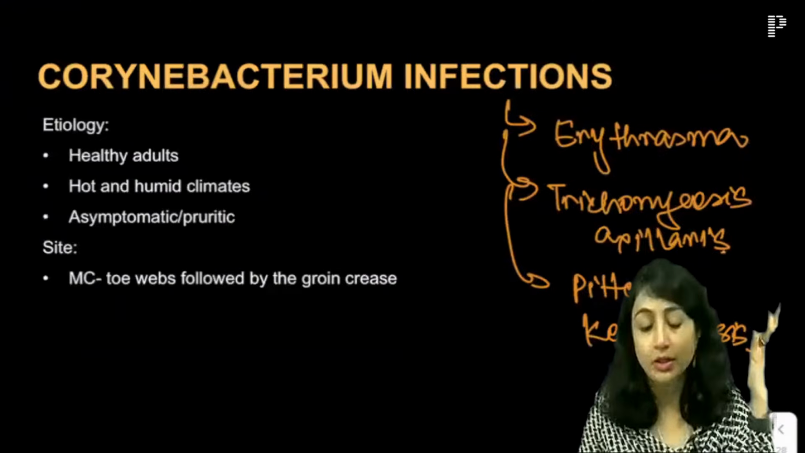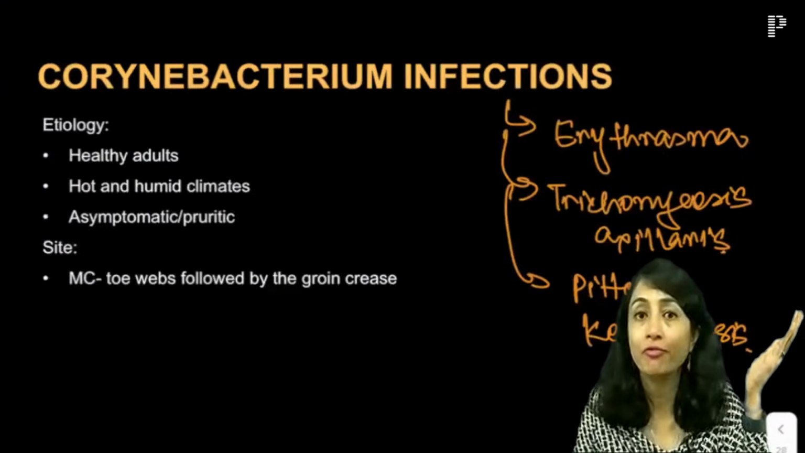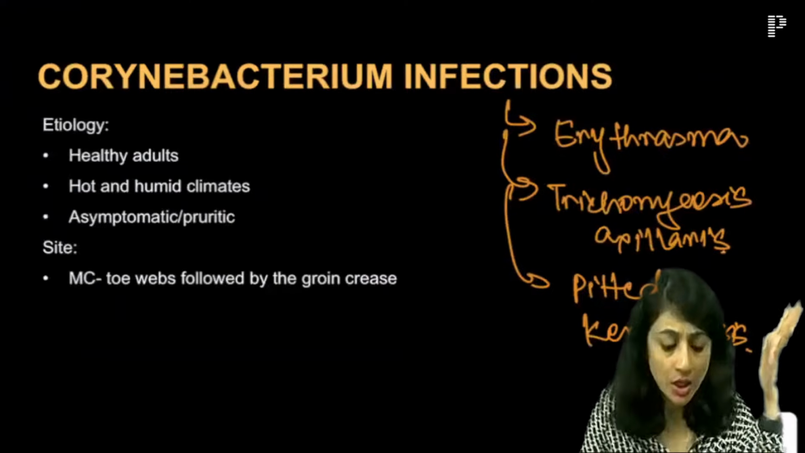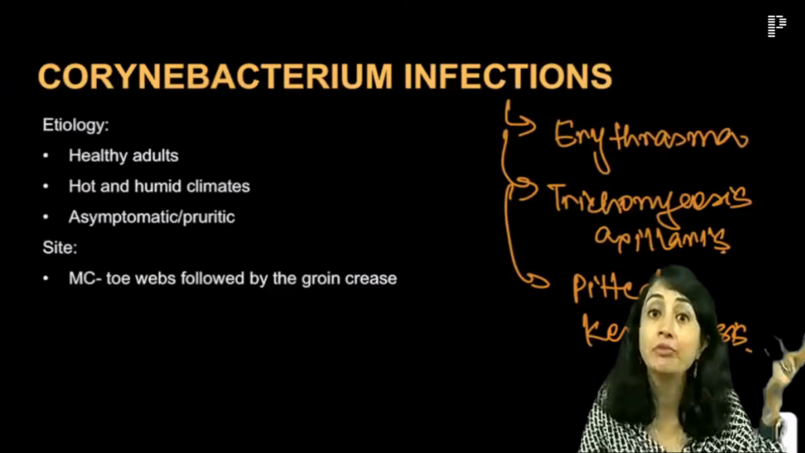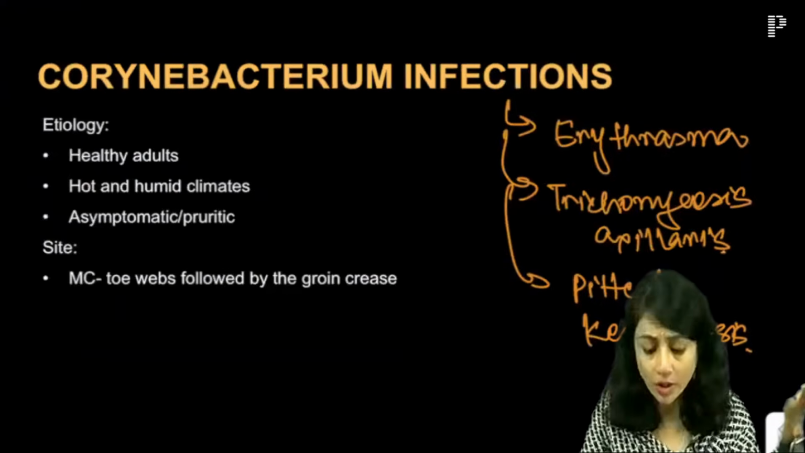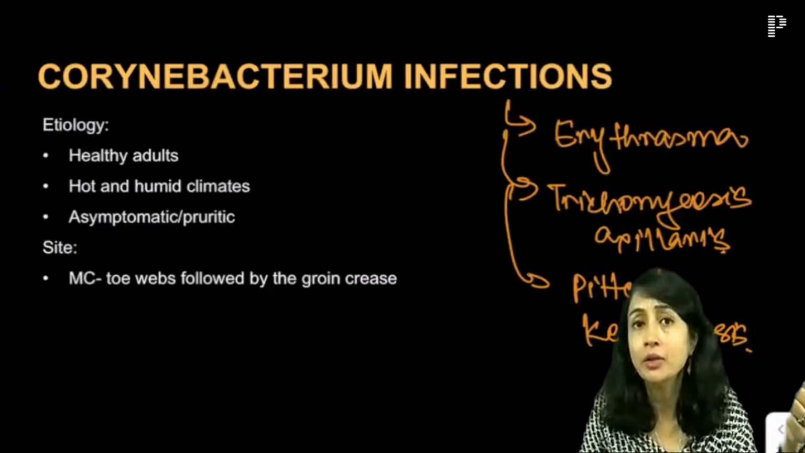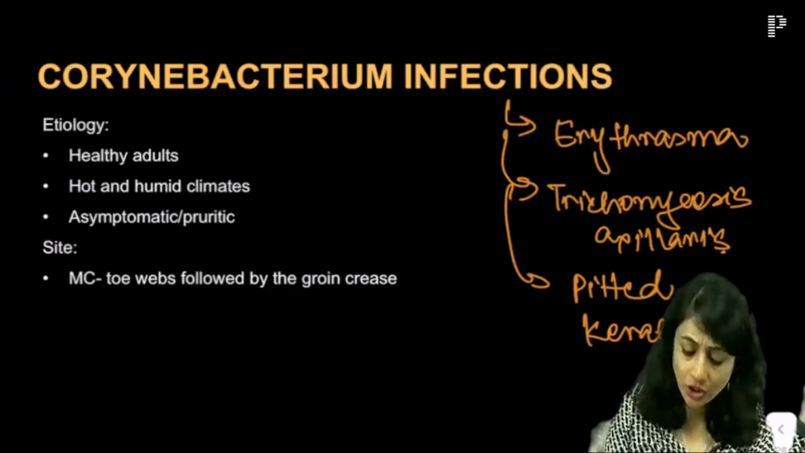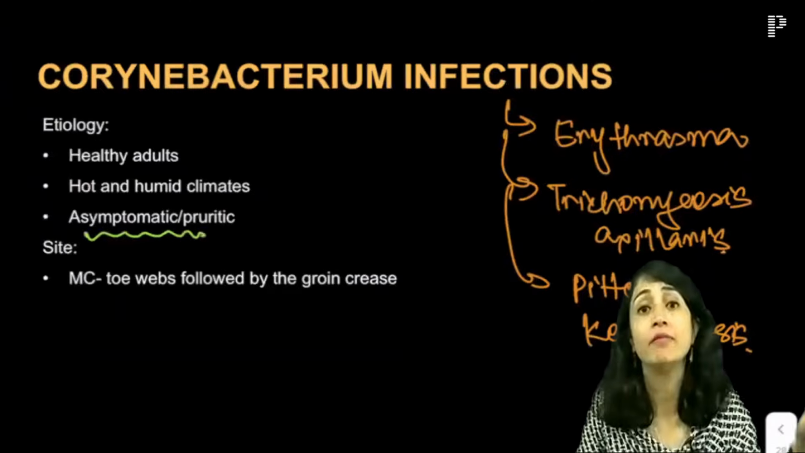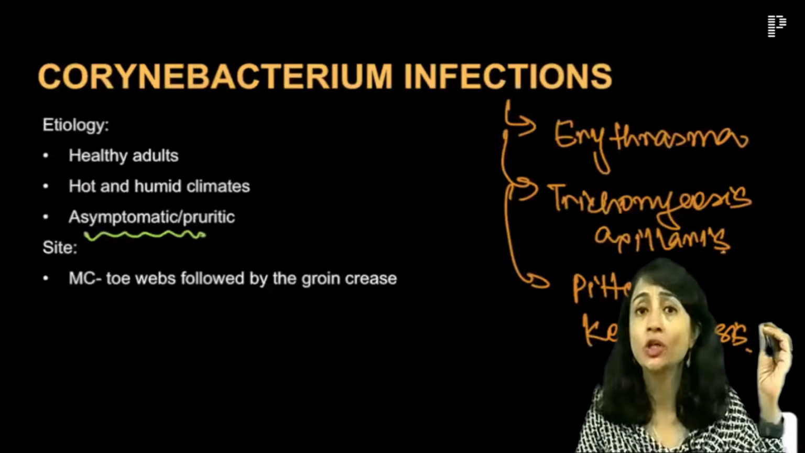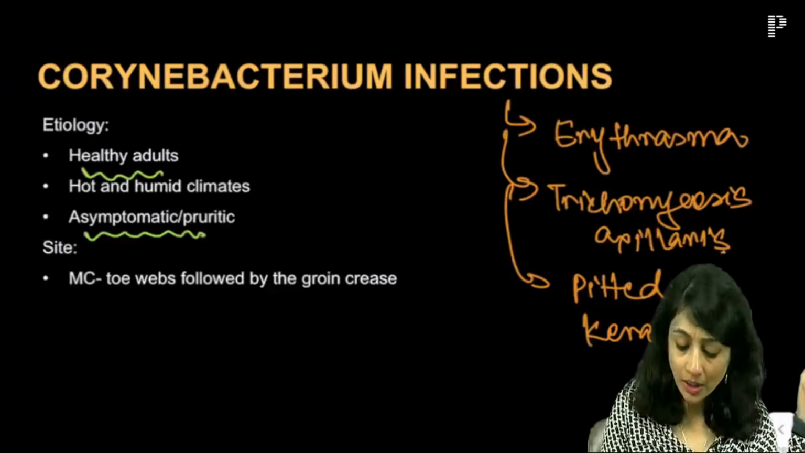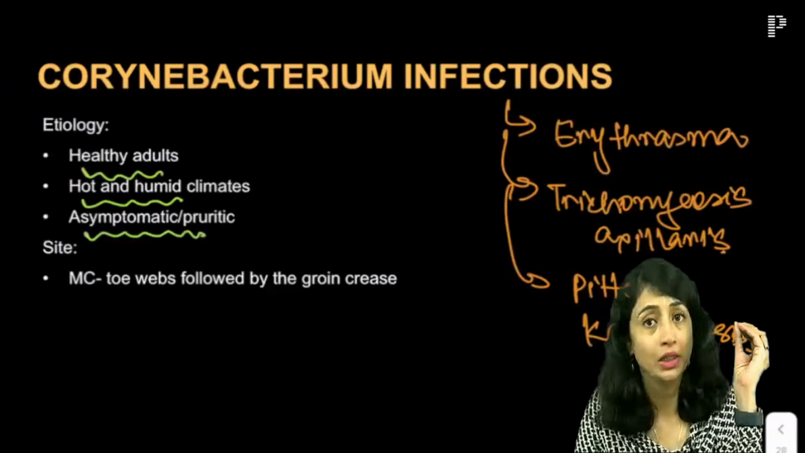So now these are three important infections which are caused by various species of Corynebacterium. Corynebacterium has different species. Corynebacterium typically affects healthy adults, and it is more commonly seen when the environment is hot and humid. Another important feature is that it's usually asymptomatic, and sometimes very mild pruritus is there. So it's not a very symptomatic infection.